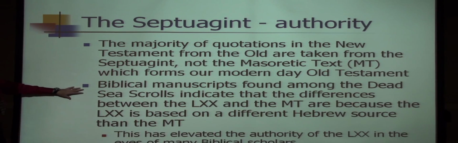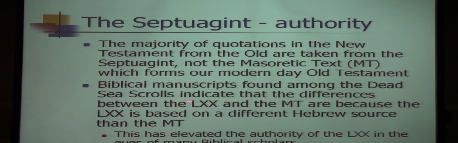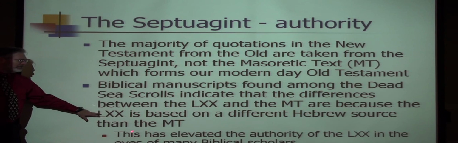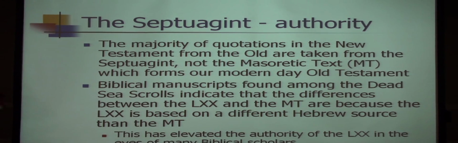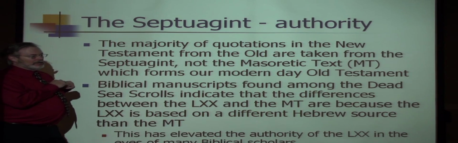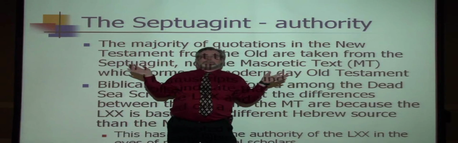Biblical manuscripts found among the Dead Sea Scrolls indicate that the differences between the Septuagint, LXX, and the Masoretic text are because the Septuagint is based on a different Hebrew source than the MT. And this is at the core of the argument. This is something that Augustine didn't even know. Augustine had no idea this was true.